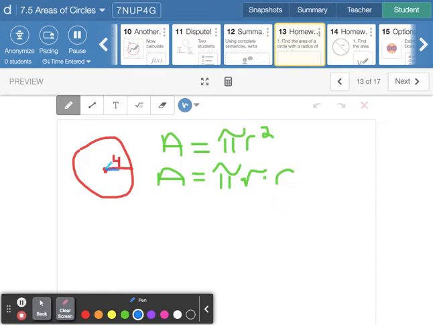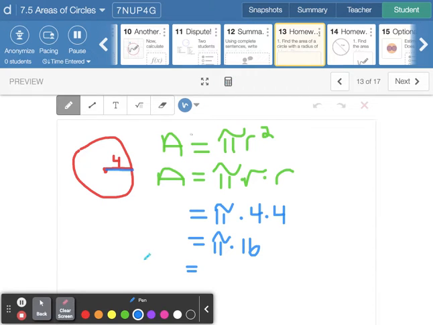Okay, so substituting in 4, let's do this. Here's my radius of 4. I'm going to substitute that in. So I'm going to say pi times 4 times 4, or 4 squared, same thing. So I know that 4 times 4 is 16. So I have pi times 16.